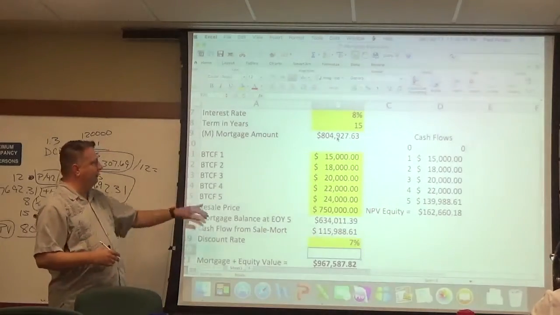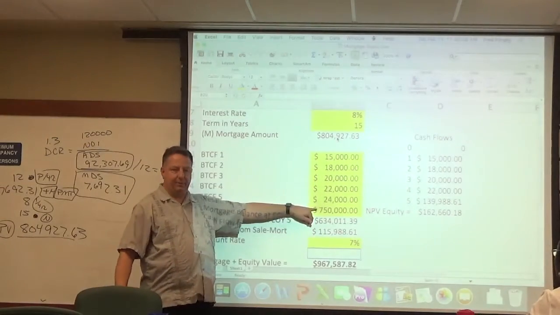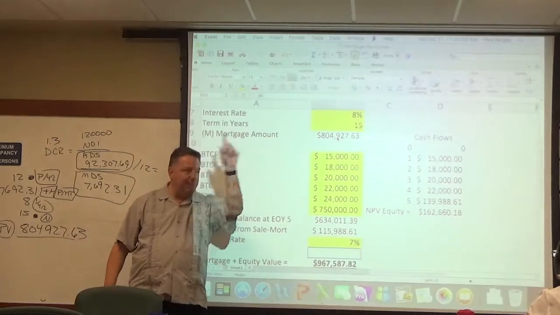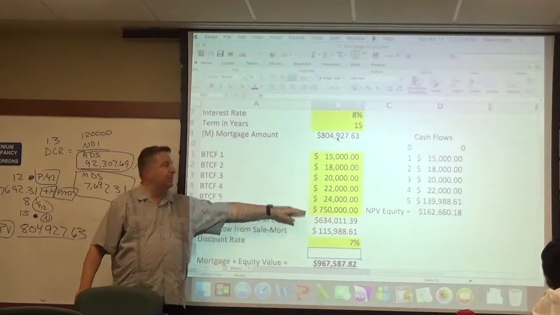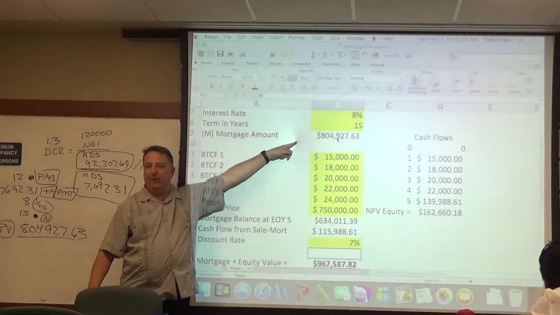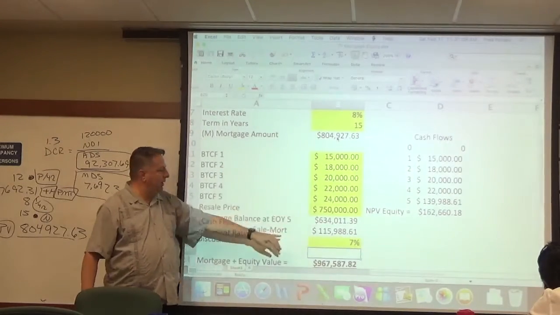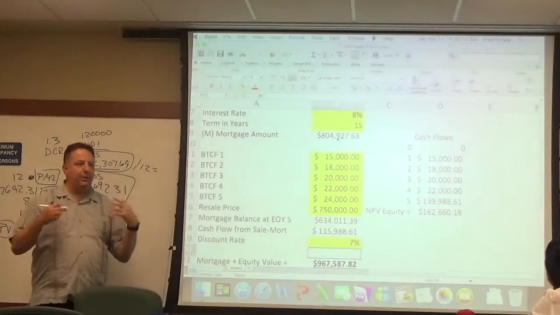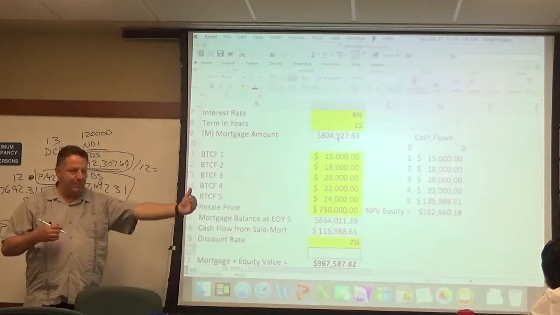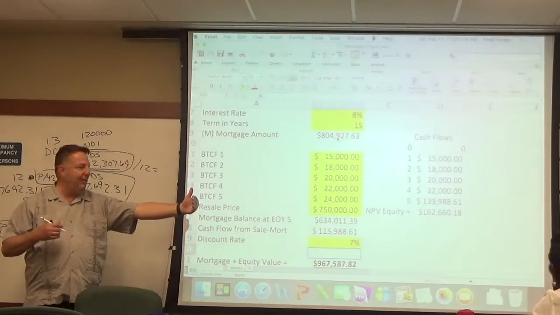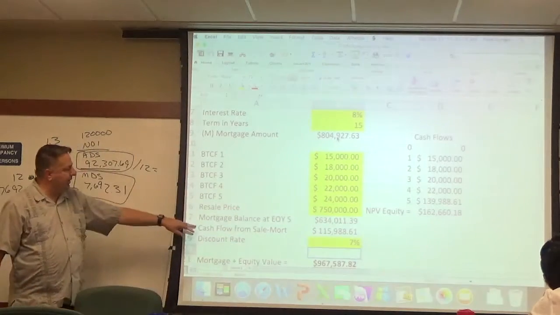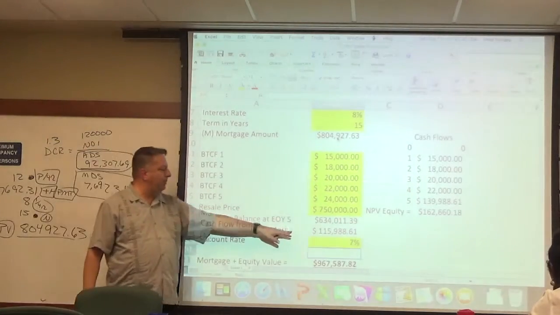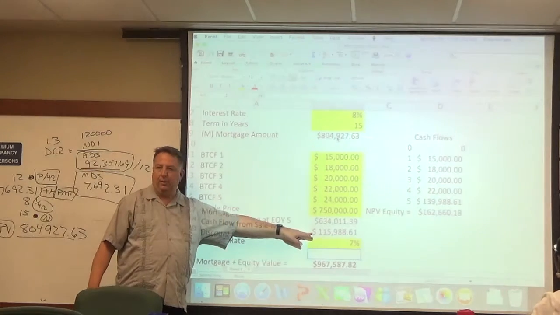You're going to sell it for $750,000, but you've got to subtract out your balance on that loan at the end of year 5. So here you simply are going to have to do what? Find out what is the balance of the loan at the end of 5 years, subtract that from the resale price, and that is simply going to give us the cash flow from the sale. Okay, does that make sense?